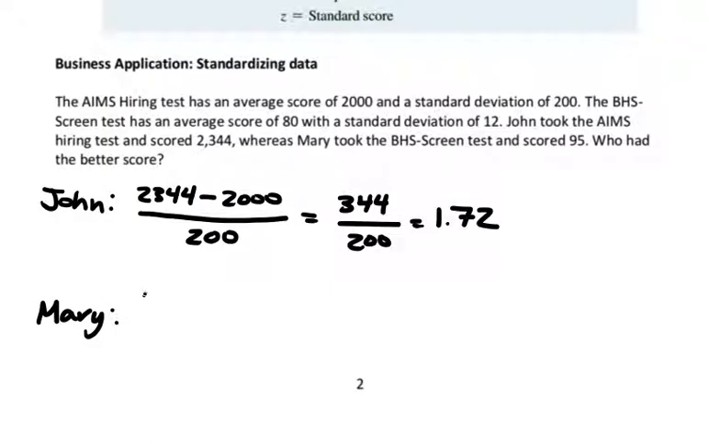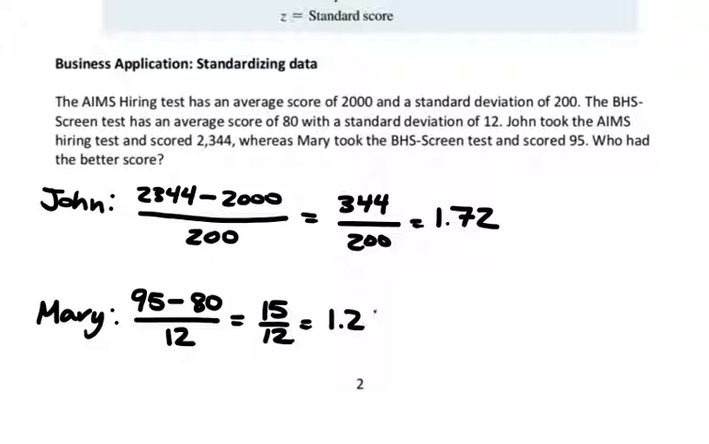Mary's score was 95, and the mean on her test was 80, and the standard deviation was 12. So 95 minus 80 divided by 12. That's 15 divided by 12, which is 1.25. So her score was 1.25 standard deviations above the mean. So John had the better score because his score was more above the mean than Mary's.